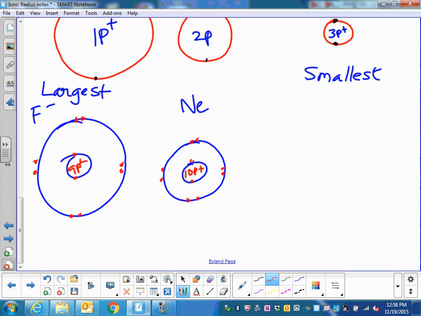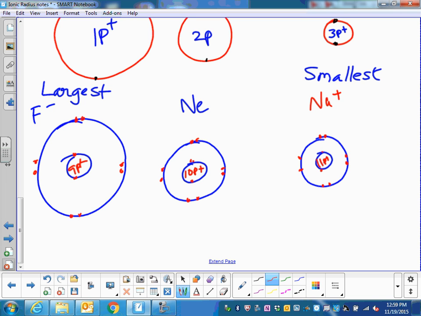What is the element that will lose an electron and be similar to neon? Sodium. Has sodium lost a ring? How many protons in the middle? 11 protons. It's lost. It's Na plus. Therefore, it is still 10 electrons. Which is the largest and which is the smallest?